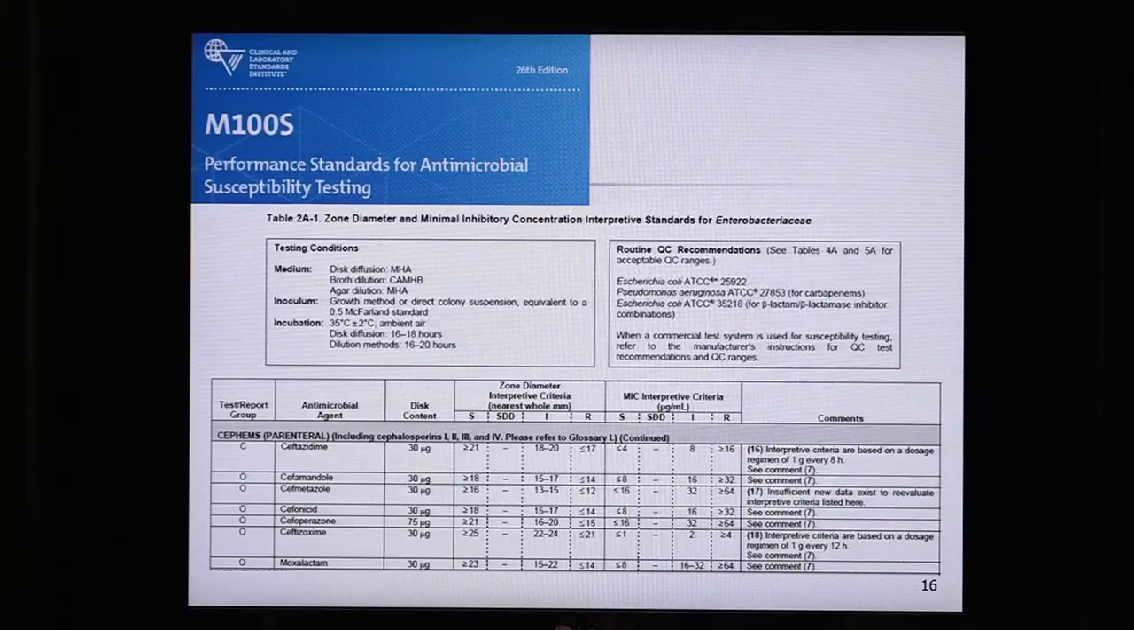EUCAST doesn't define intermediate, so it becomes a little risky. Less than 22 is resistant, more than 22 is sensitive, and now you are at 21 and you don't know what to do. But CLSI gives you this diplomatic window wherein you can put that particular result into intermediate and be a little safe, give that ball in the court of the clinician and for him to decide whether to use it or not. If he wants to, he can use a higher concentration. So I prefer using CLSI.